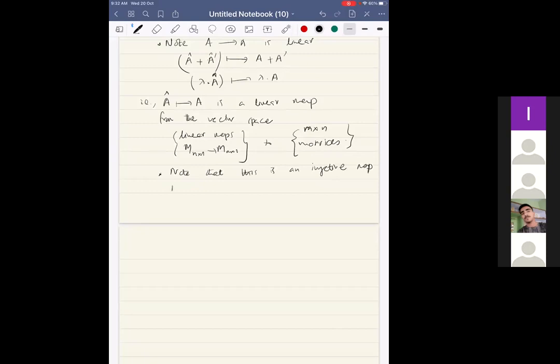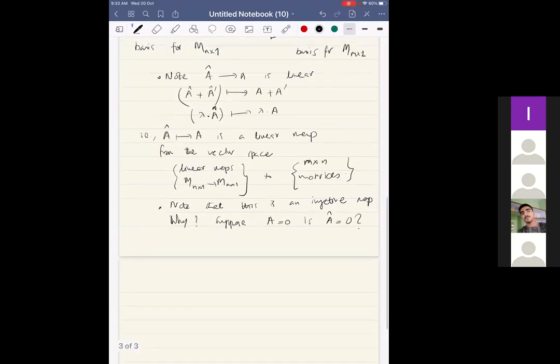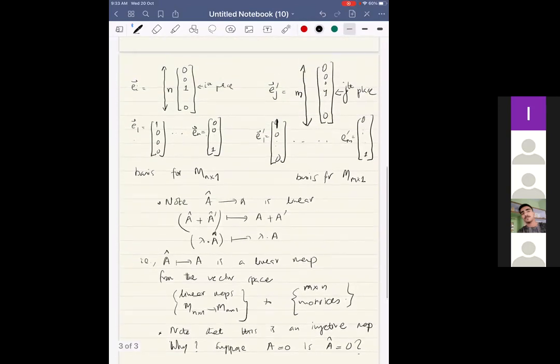Why? Well, you have to say, suppose A is 0, is A hat 0. To say that a linear map from one vector space to another vector space is injective, all you have to do is to check that the kernel of the linear map consists of the zero vector. So in this case, the zero vector is the zero linear map.